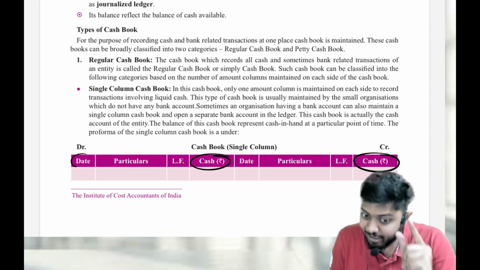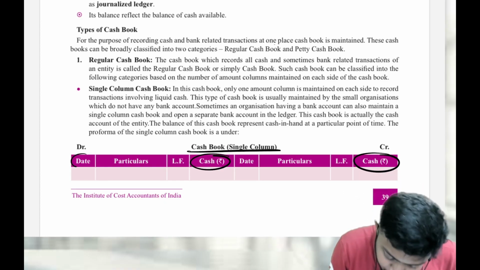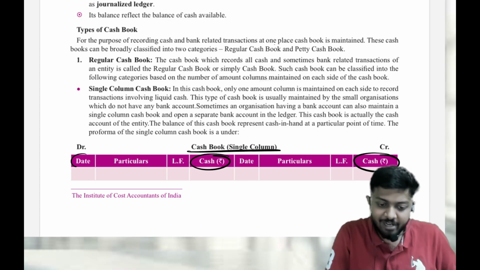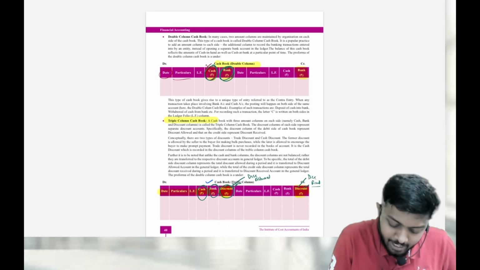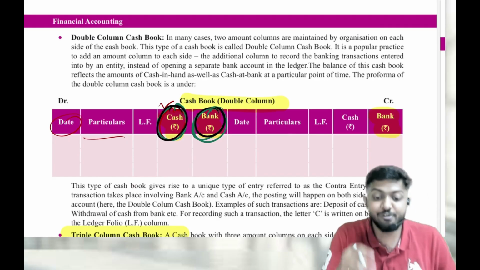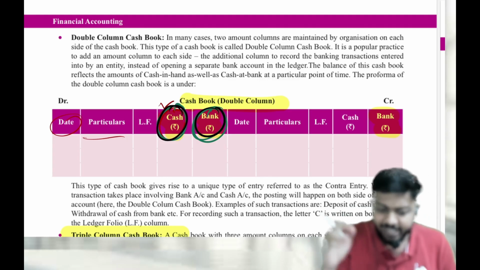From this, we have an understanding. I will tell you once this discussion is over. Single column cash book, and then we have only one column for recording cash. Receipt will come in debit side, payment will come in credit side. Then we have double column cash book. Here along with cash column, we have bank column also, which records bank receipt and bank payment. Bank receipt debit, bank payment credit side.